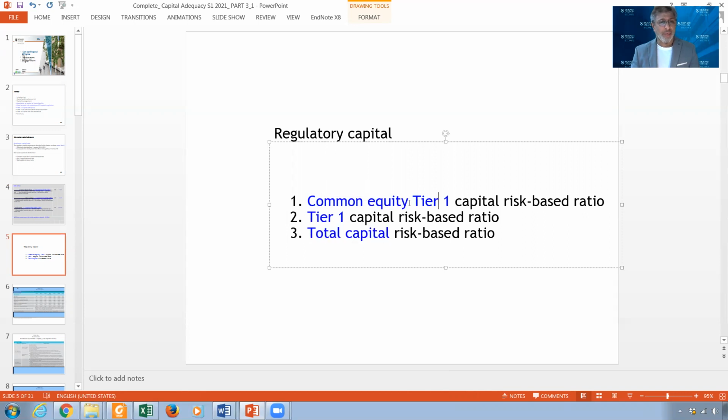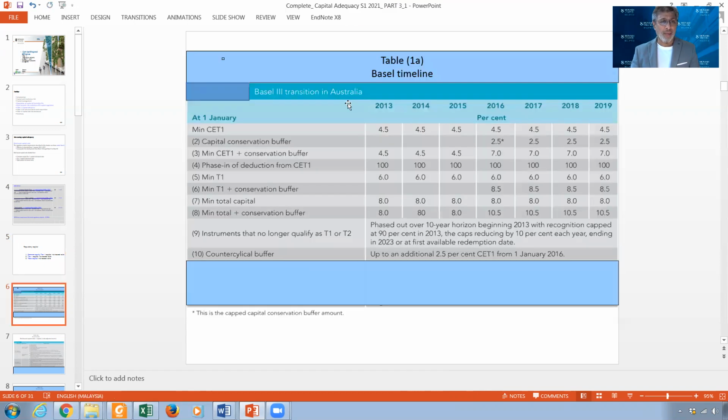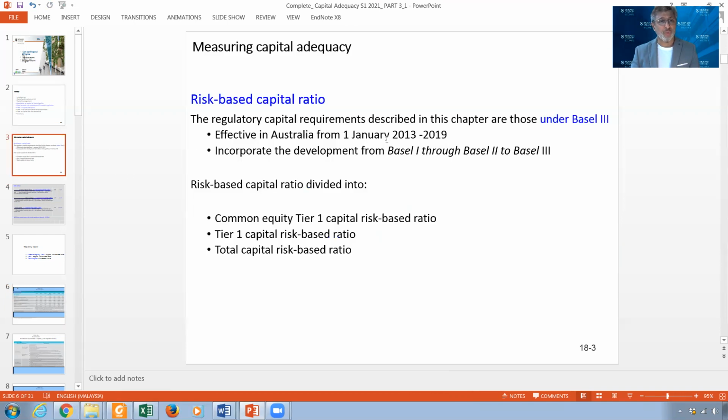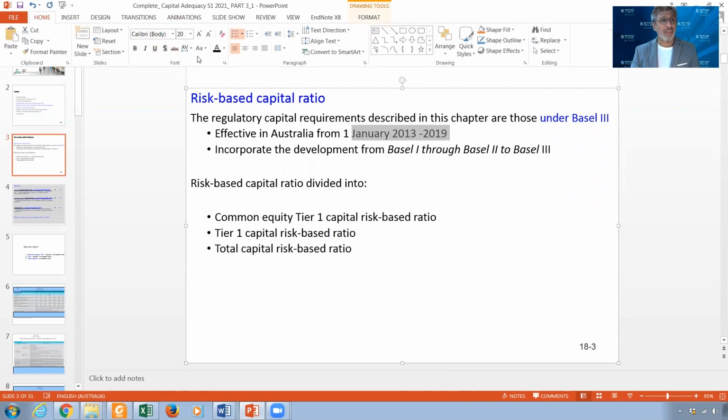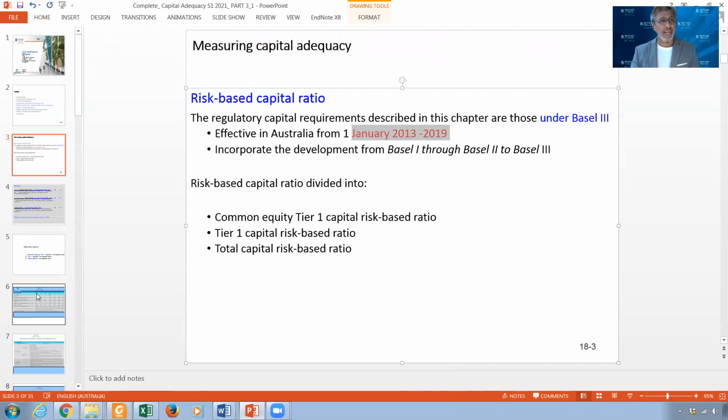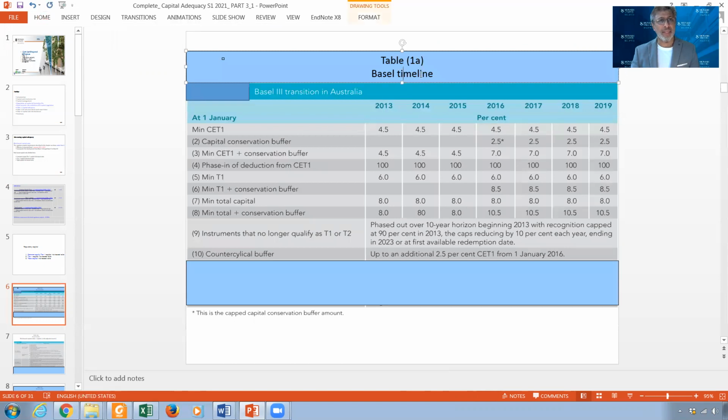Remember, common equity tier 1 is part of tier 1, but it's not all of it, though it's the most important capital in tier 1. Now, I have talked about the Basel timeline, which runs from 2013 to 2019. Yes, it is from 2013 to 2019. This is what we call the Basel timeline table.